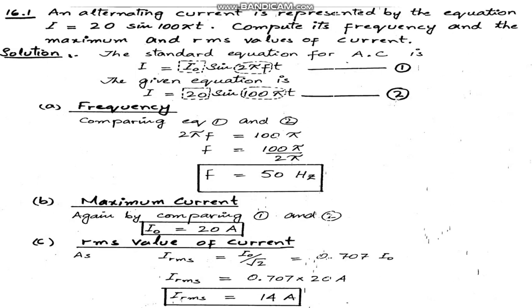C, RMS value of the current. IRMS is I naught over under root 2. So 1 over under root 2 value is 0.707 and I naught as it is. In B, we found I naught. So you put the value in here, I naught, that is 20 ampere. So IRMS is equal to 0.707 multiplied by 20 ampere. We get the answer. IRMS is equal to 14 ampere.